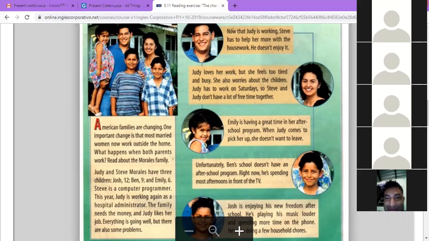So let me see, Ernesto, read this and this. Ernesto Palacios. Now that Judy is working. Steve has to help her more with the housework. He doesn't enjoy it. Okay. Now that Judy is working. Yeah, the other one too. Steve has to help her more with the housework. He doesn't enjoy it. Okay. Go ahead. Okay. Judy loves her work, but she feels too tired and busy. She also worries about the children. Judy has to work on Saturdays, so Steve and Judy don't have a lot of free time together.